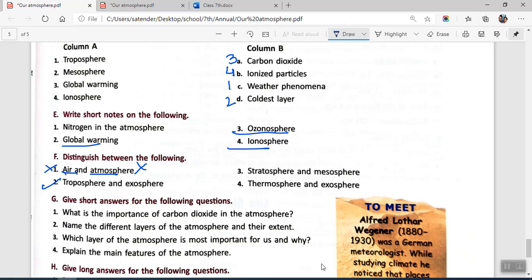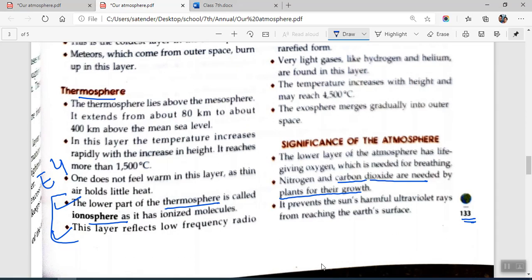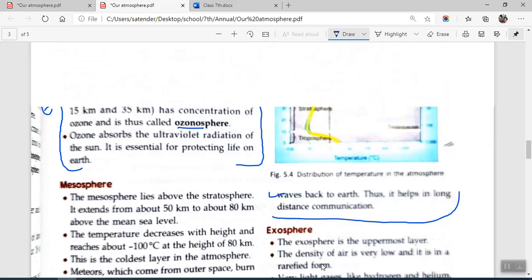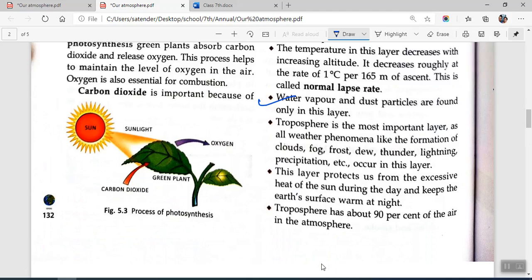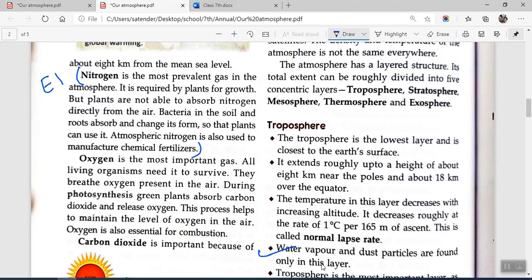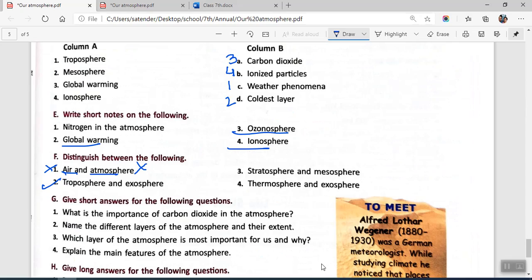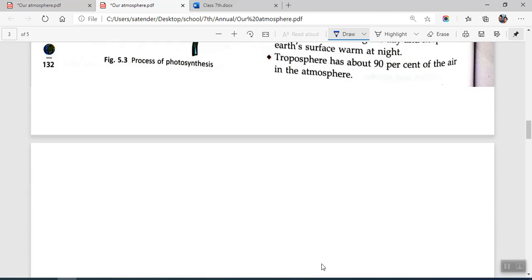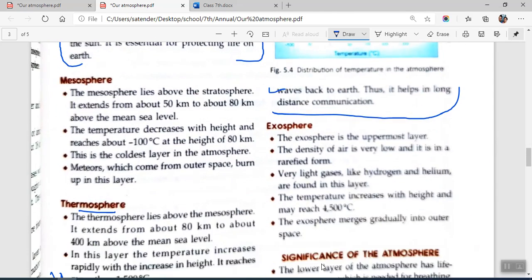Moving on to the second one, troposphere and exosphere. You have to draw a table. So we will first take up troposphere. We have troposphere, and the second one was troposphere and exosphere. Exosphere is probably the last one.